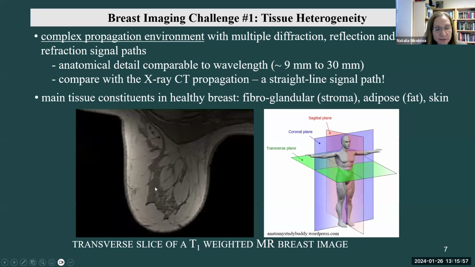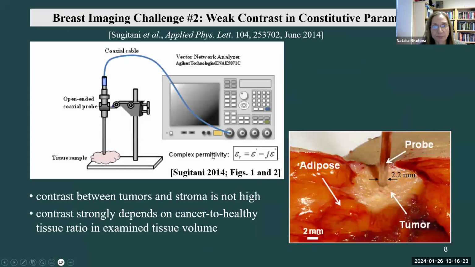And so here I wanted to give you an idea of the complexity of what we are imaging by showing a transverse slice of a T1 weighted MR breast image. And you see here in dark the fibroglandular tissue or stroma, the adipose or fatty tissue in white. You can see the skin outline. There is also, of course, muscle, and behind the muscle, there is bone from the chest wall.